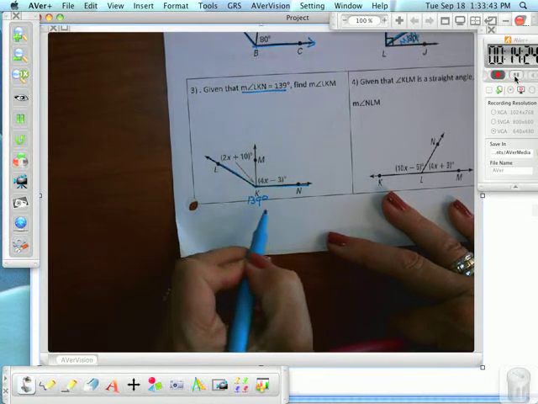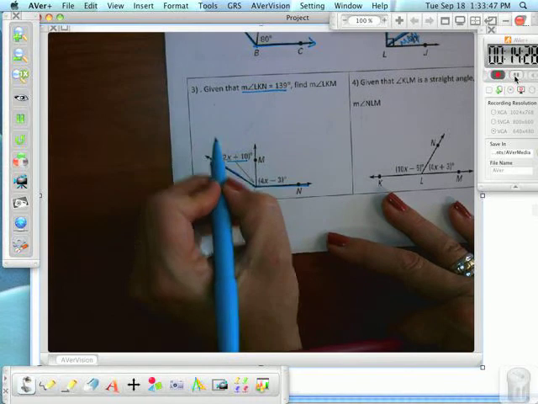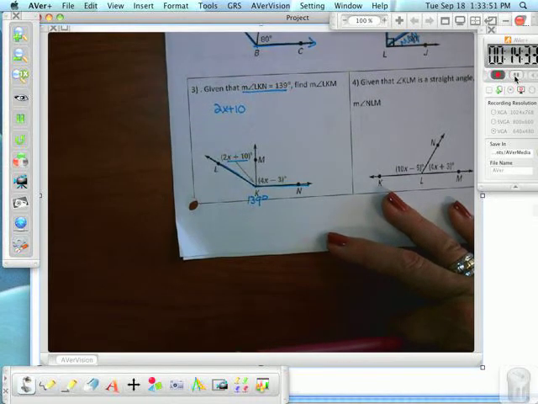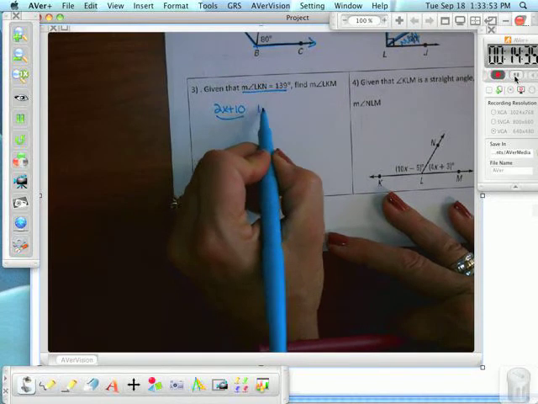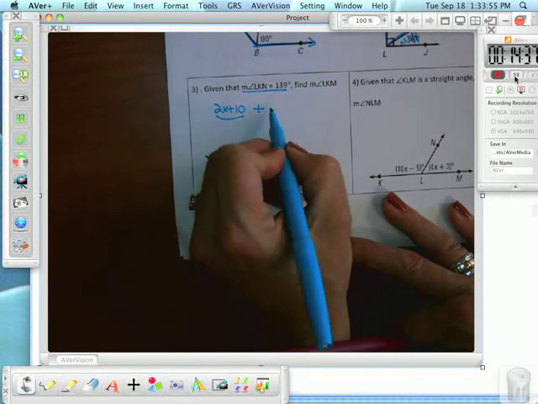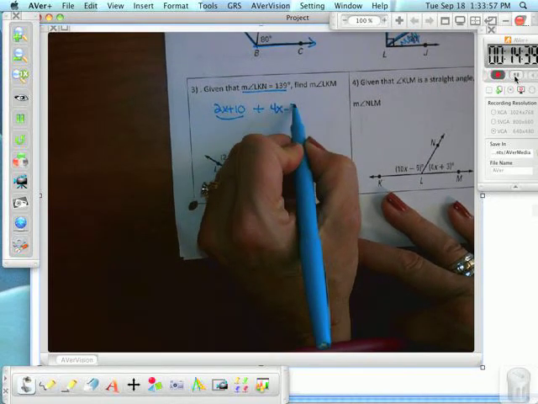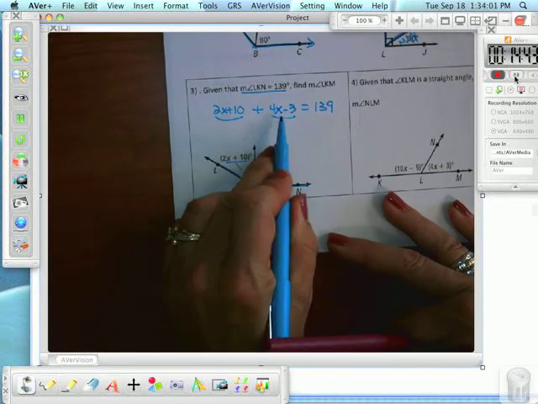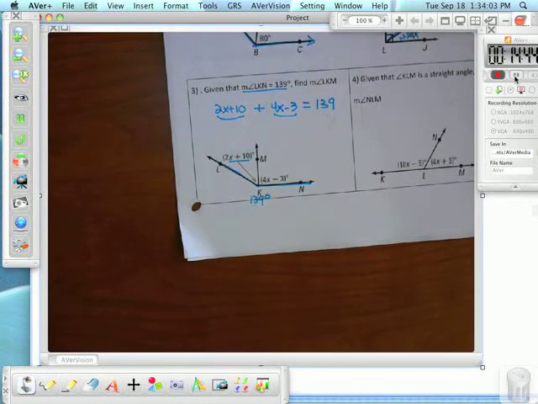What's this number? 139, right? So I'm going to add this piece, 2x plus 10, and I'm going to add this piece right here, 4x minus 3, and it equals 139. I added my two angles together. And look, it's a little bit of algebra. Isn't that cool?